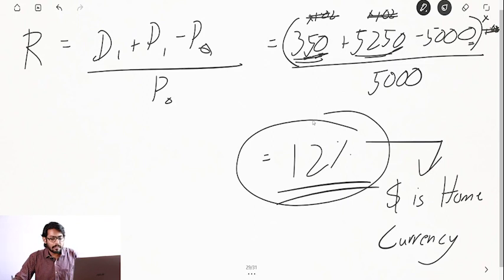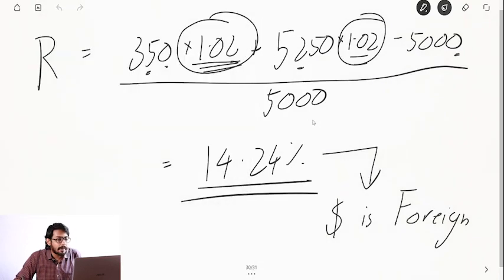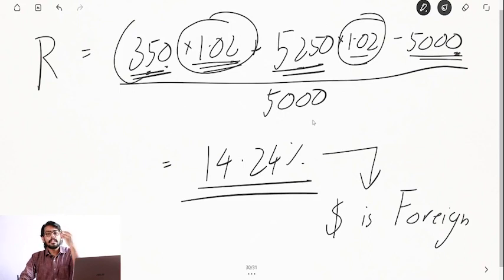Okay, either don't multiply it. If dollar is home currency, don't multiply by 1.02. If dollar is a foreign currency, 350 and 5250 should be multiplied by 1.02. Okay, this 5000 happens today, that should not be multiplied by 1.02. The effect of dollar appreciation will not affect 5000. So, multiplying the whole thing by 1.02 to me is a wrong answer. Okay, that is question 1.